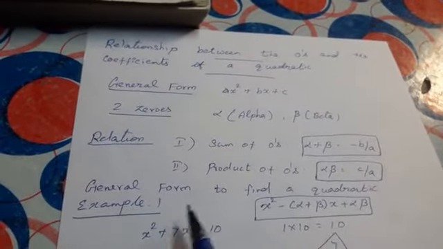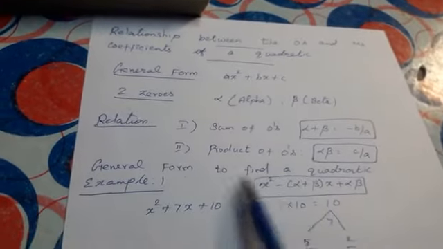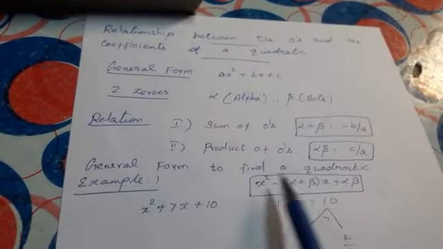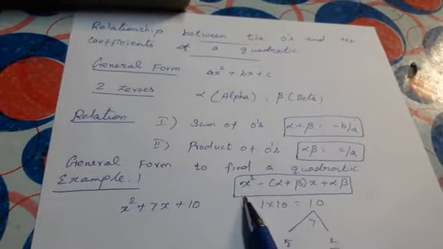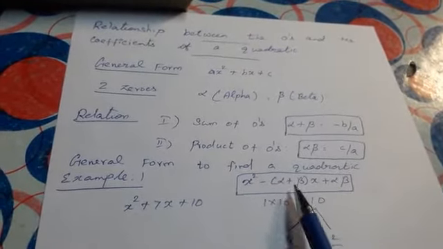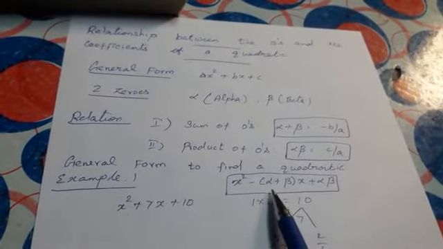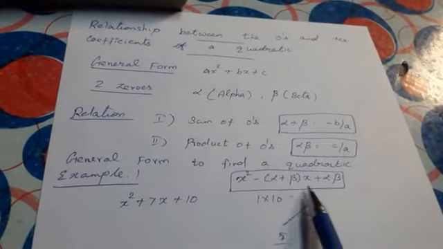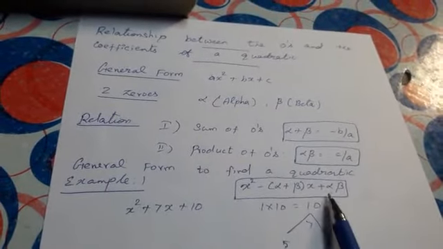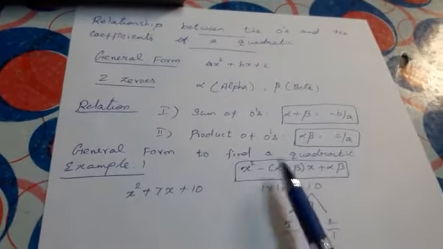And if we are given the values of two zeros, we have to find a quadratic. So the general form to find a quadratic by ourselves is x square minus alpha plus beta into x plus alpha beta. If they give the values of alpha and beta separately, or if they give the sum and product, by substituting the values in this general form, we can find the quadratic polynomial.